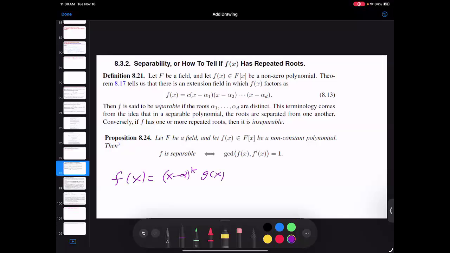So if we have a repeated root, say f of x equals (x minus alpha) to the k times g of x, then f prime of x is going to be k (x minus alpha) to the k minus 1 g of x plus (x minus alpha) to the k g prime of x. So if alpha is a root of f, alpha is going to be a root of f prime, if it's a repeated root. So if alpha is a repeated root of f, if k is at least 2, then we actually know that it has to be a root of f prime.